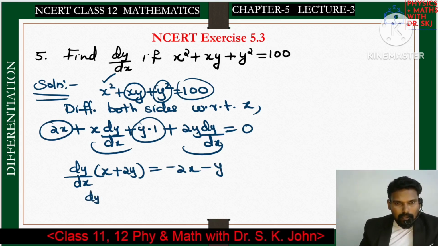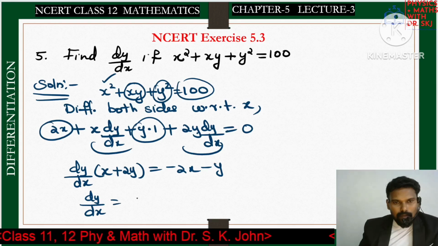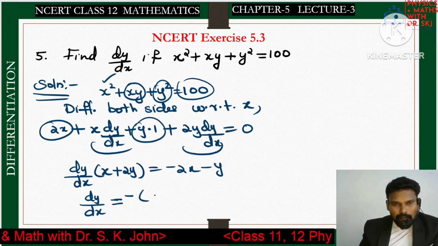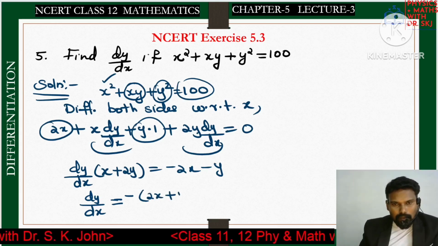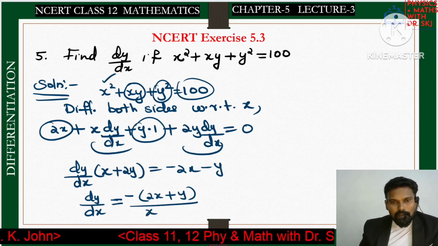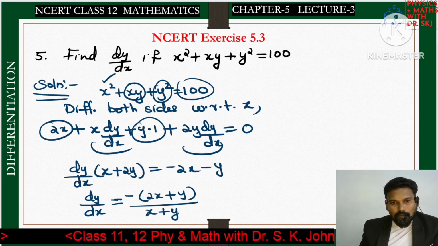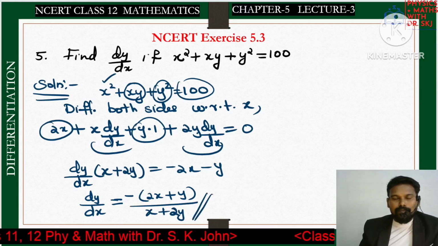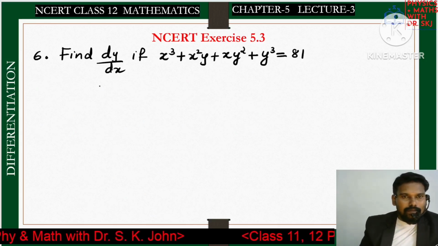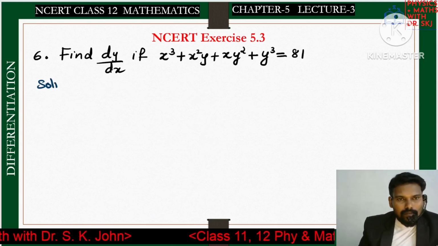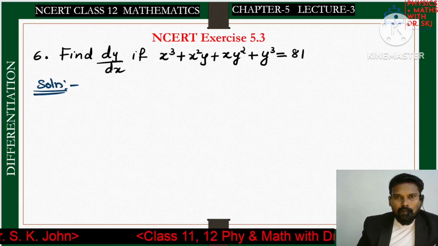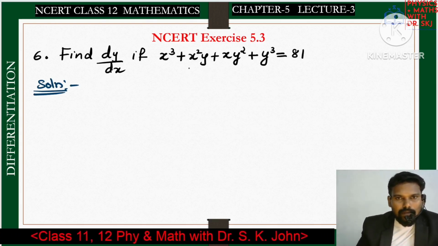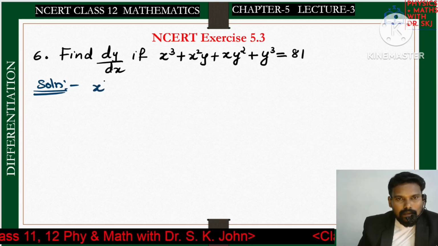So dy by dx is equal to, on the right hand side there is a minus sign on both the terms, so I will take it outside. 2x plus y divided by x plus 2y. So this is our final answer. Now coming to the next question. Here there are four terms. I will write it again.